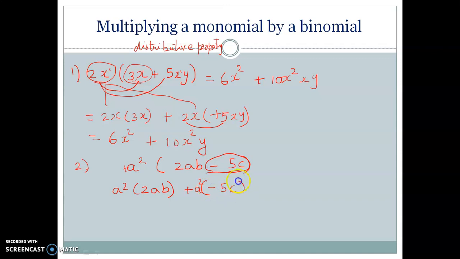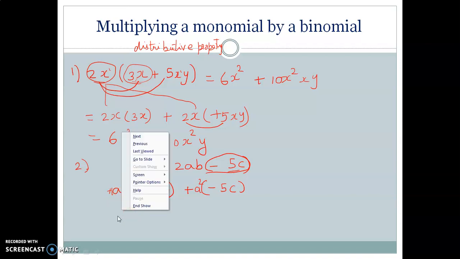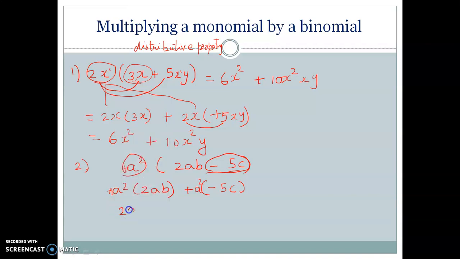Minus 5c. Here you will make a mistake, you will leave this sign. Here whatever is sign there along with a squared, that you have to take with both the terms. Okay, so we got 2, 1 is here. It means if there is no number, the coefficient is 1. So 2a cube b power 2, here 1. Here plus into minus is minus 5 a square c is the answer.